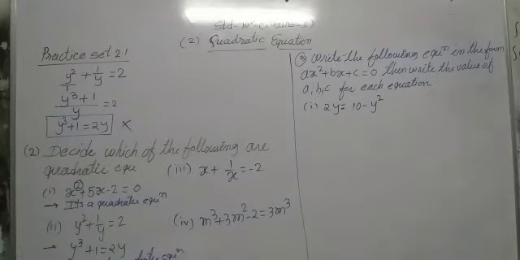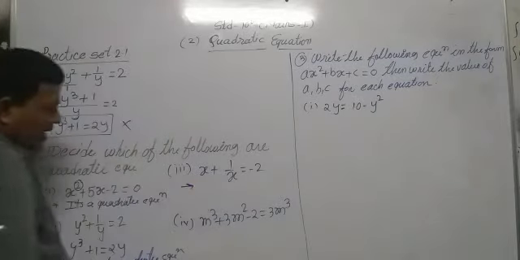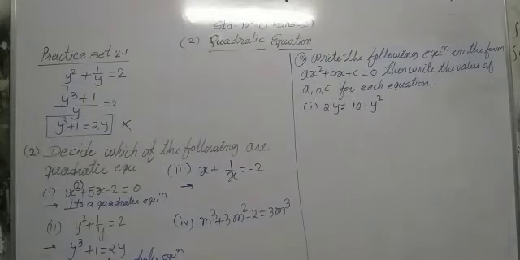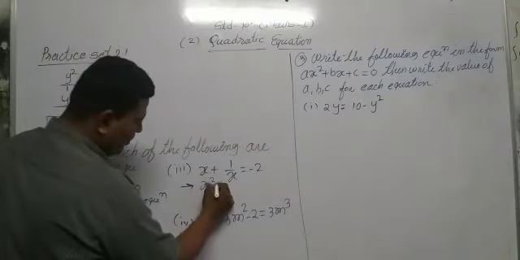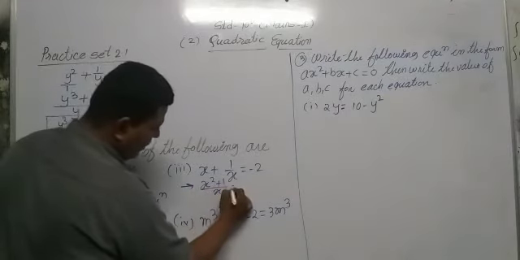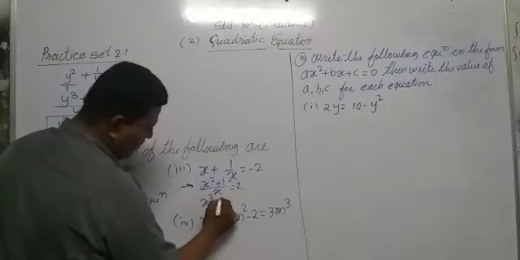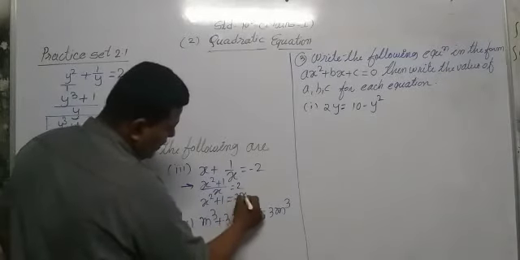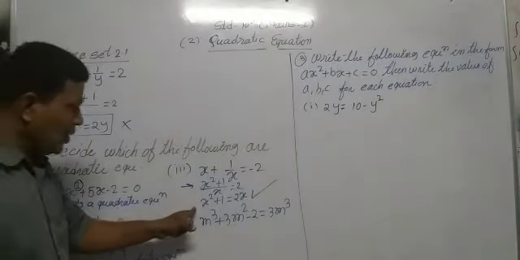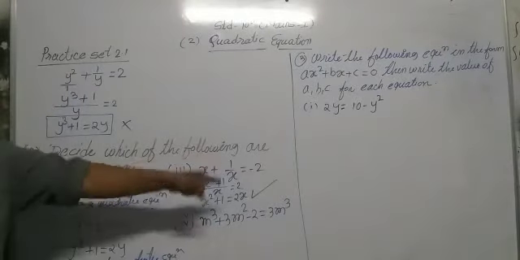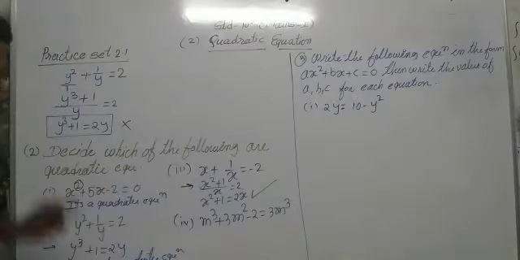Now that example, if you see here, third example, I say that x plus 1 upon x equal to minus 2. Is this a quadratic equation or not? If you make cross multiplication here, x square plus 1 upon x equal to 2 means x square plus 1 equal to 2x. It is the example of quadratic equation. Why we write down? Because the highest power of x is 2. Hence it is the example of quadratic equation.